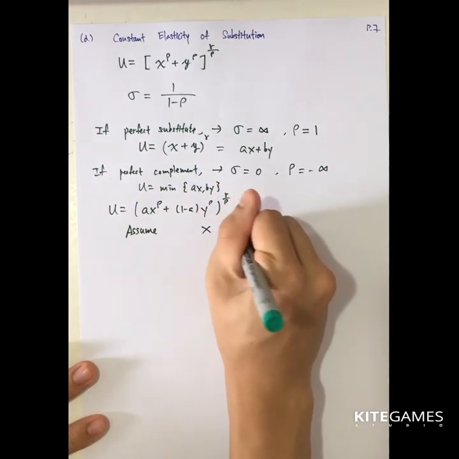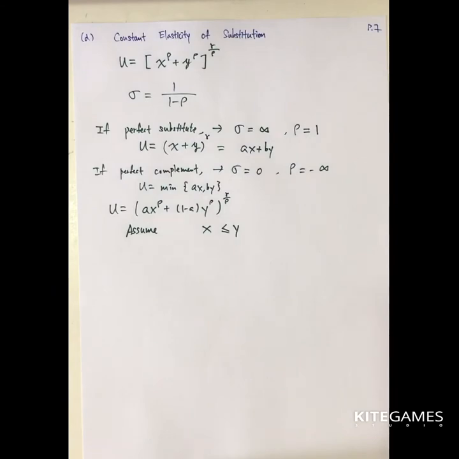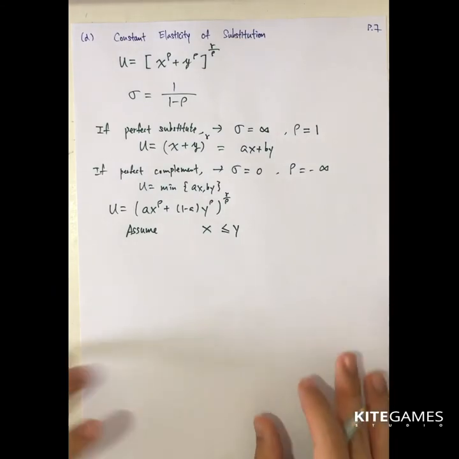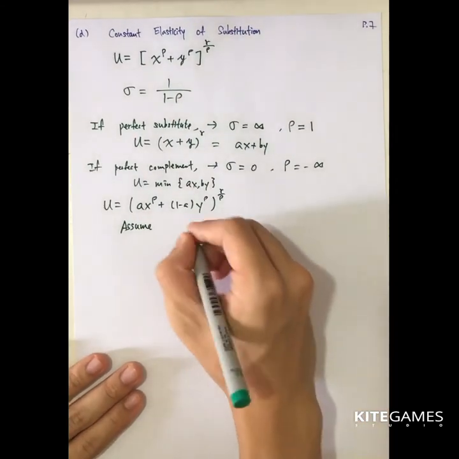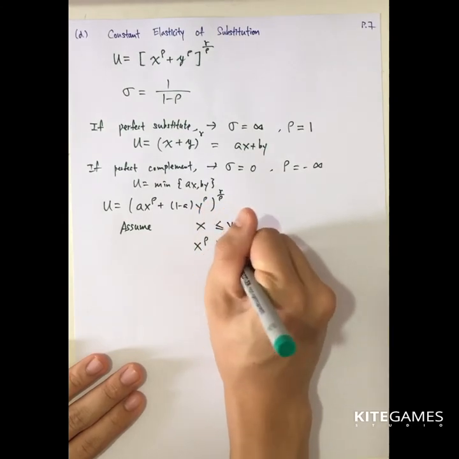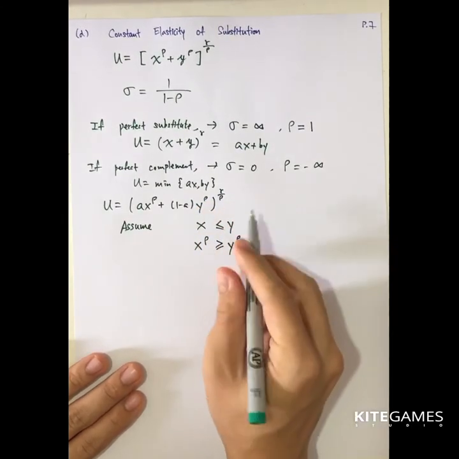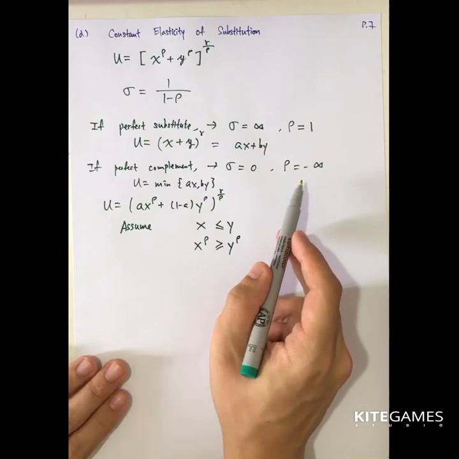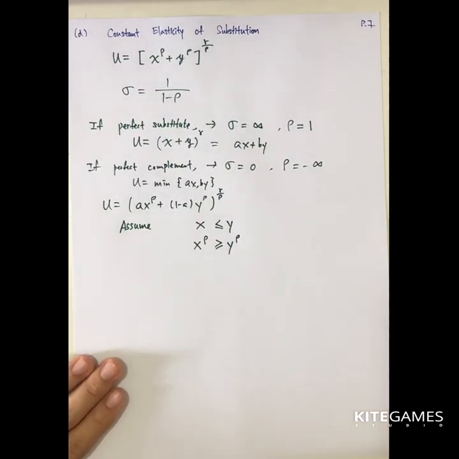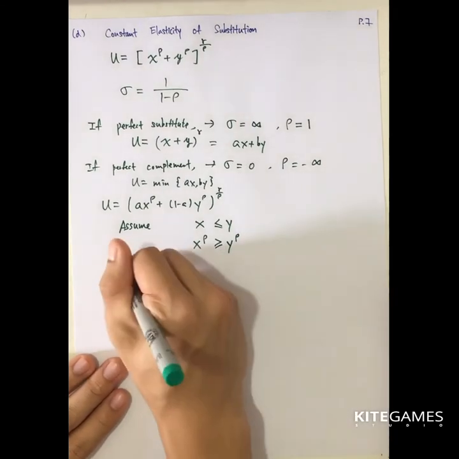And now assume x is smaller than y, just an assumption without loss of generality. So given x is smaller than y, x to the power of ρ will be bigger than y to the power of ρ, because ρ is now some negative value. Then we'll put further restrictions.